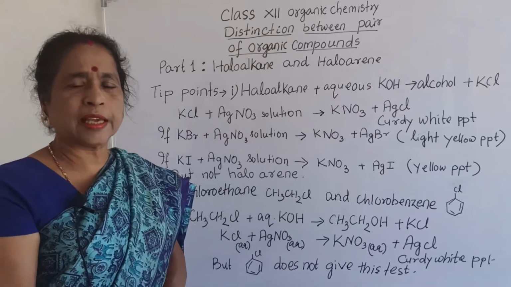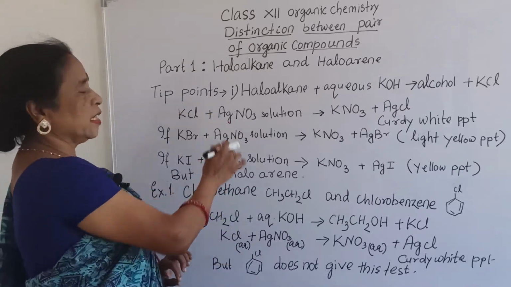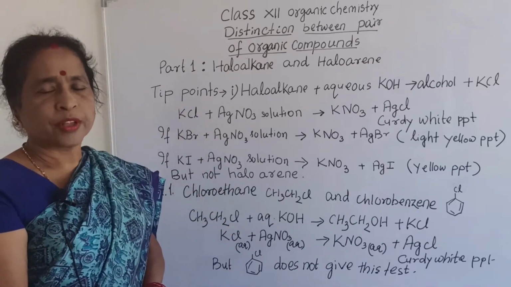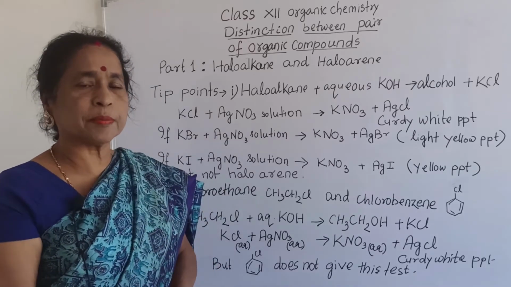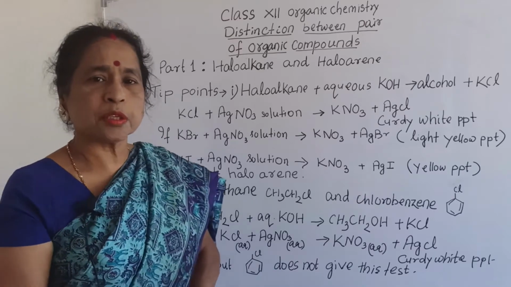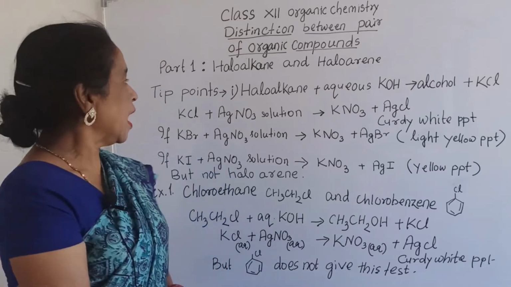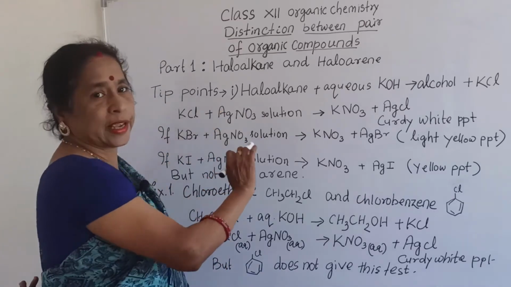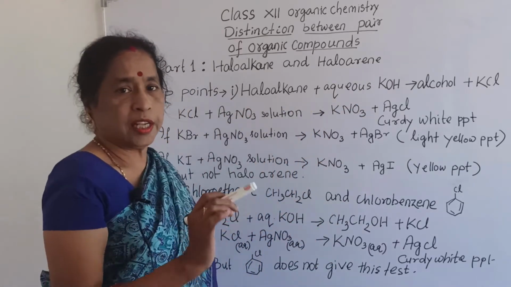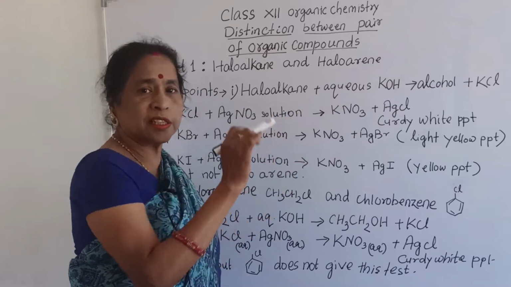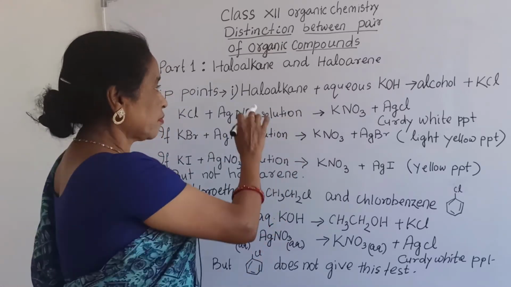In haloalkane and haloarene, we will see some tip points. What are the tip points here? You will see some reactions where you find the color of the precipitate, the color of the solution, or any effervescence. And the first point is haloalkane with aqueous KOH. Remember, aqueous, not alcoholic. You know this reaction from the haloalkane chapter.